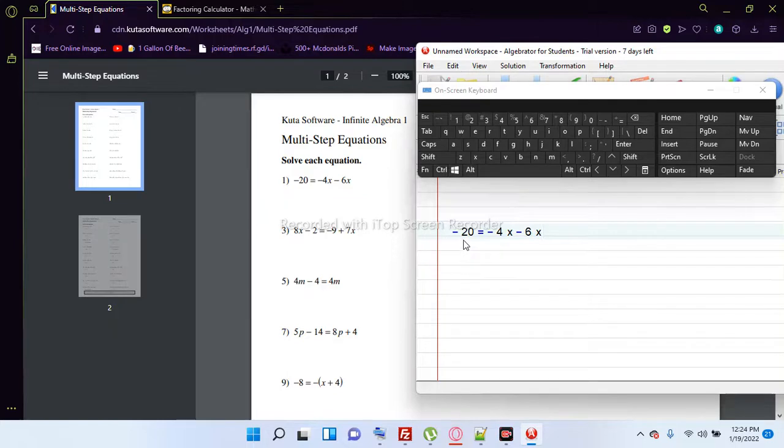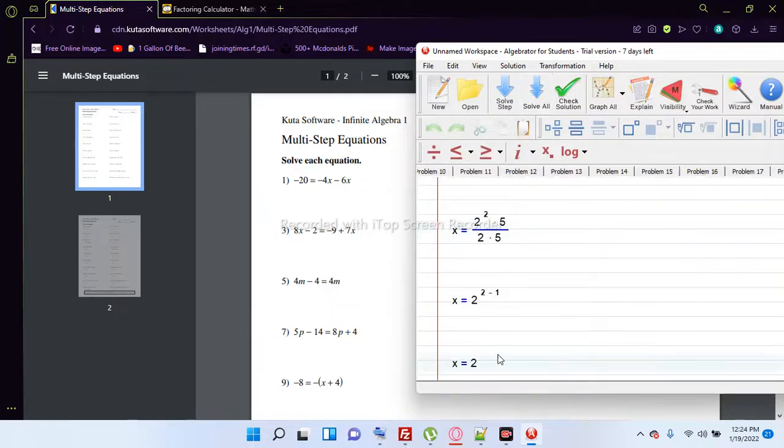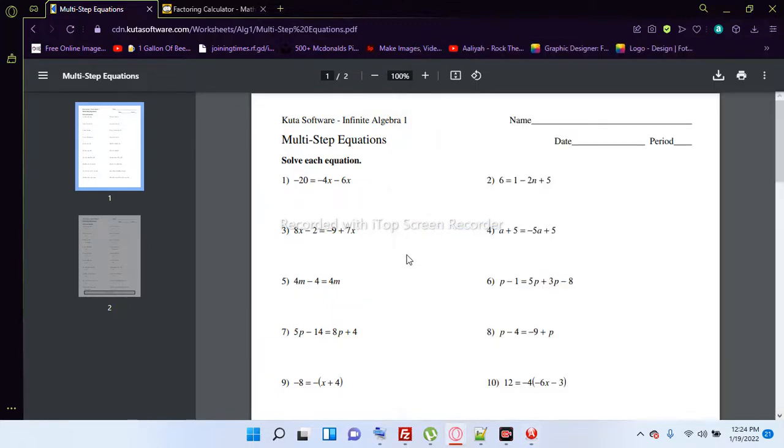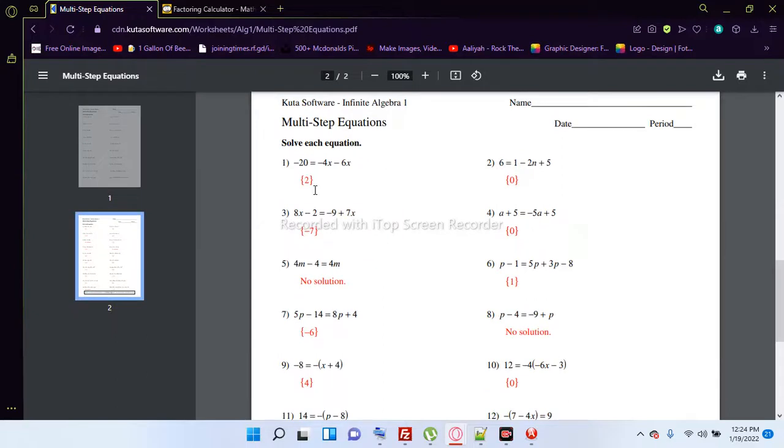Negative 20 equals negative 4x minus 6x. Solve all. X equals 2, right? Go down, x equals 2.